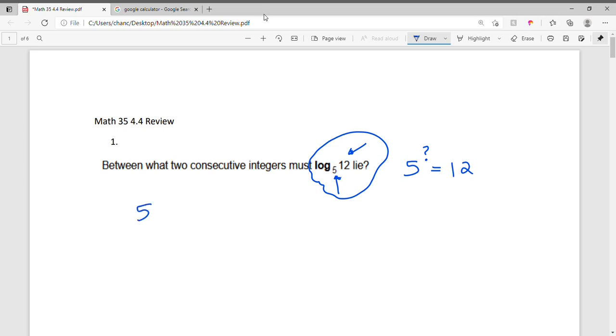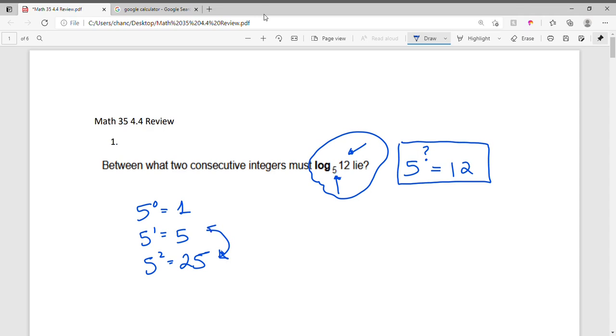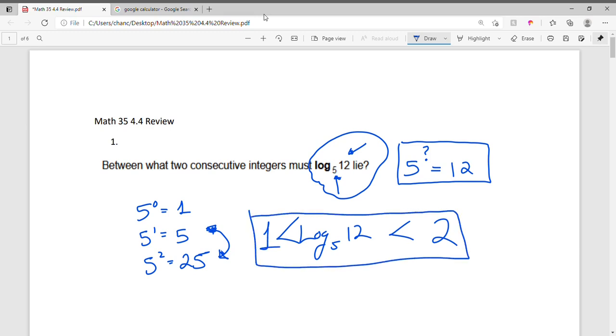Let's check. 5 to the 0 is equal to 1. 5 to the 1 is equal to 5. 5 squared is 25. So I know 5 to what power gives me 12? Well, it's got to be between 5 and 25. So the exponent has to be between 1 and 2. So log base 5 of 12 has to be less than 2, but it also has to be bigger than 1. I know log base 5 of 12 is between 1 and 2.